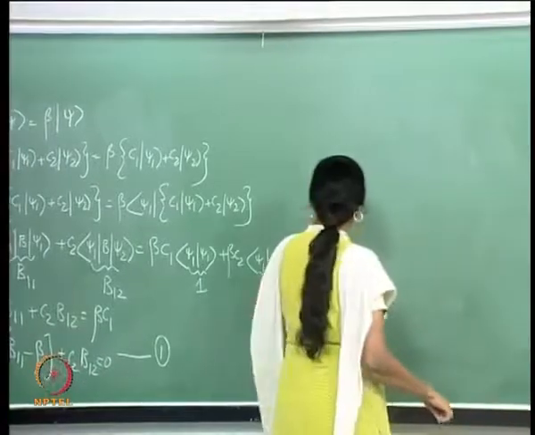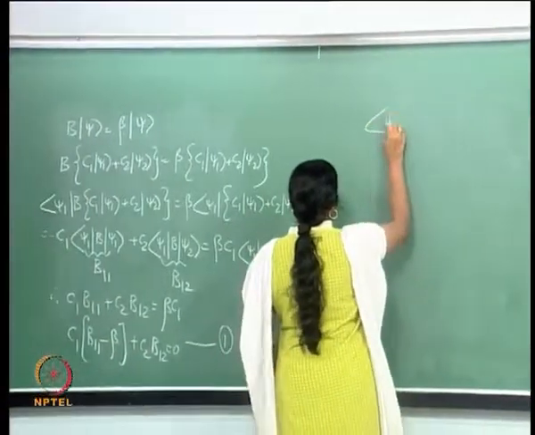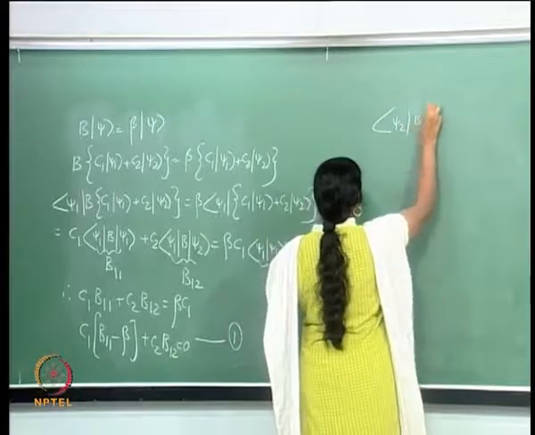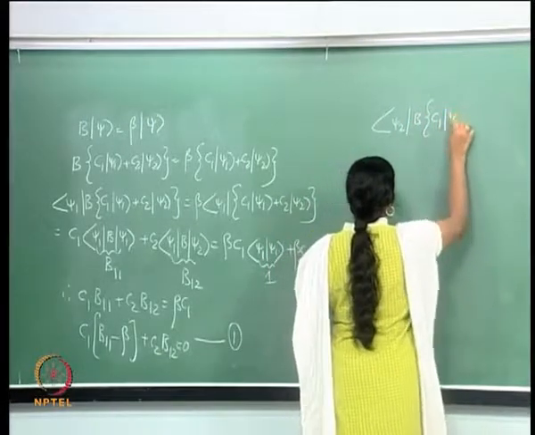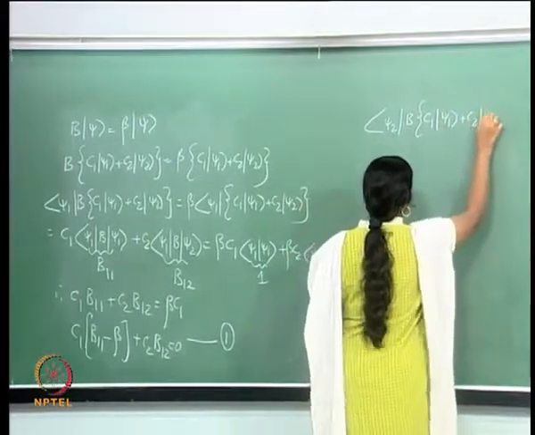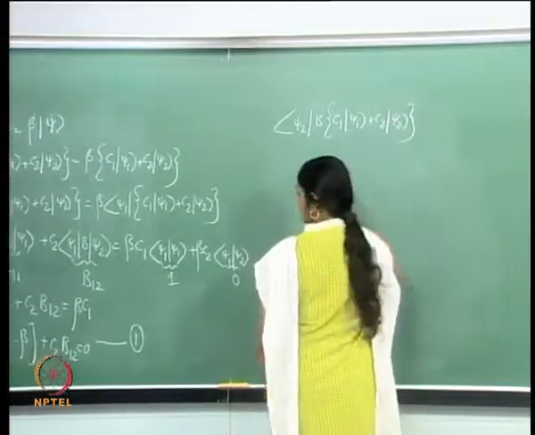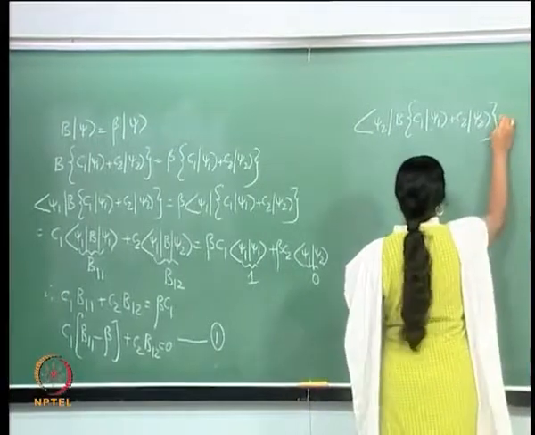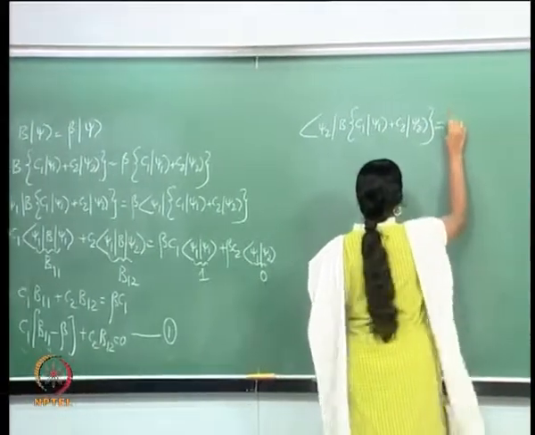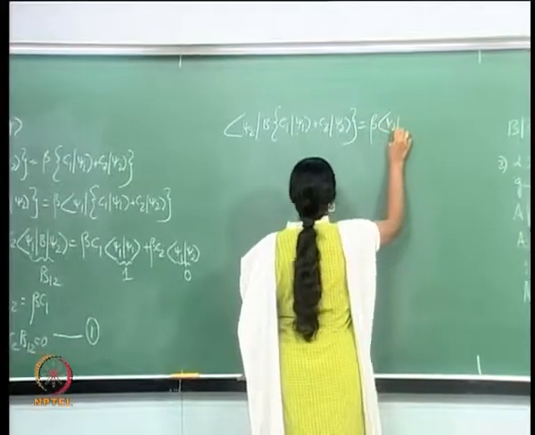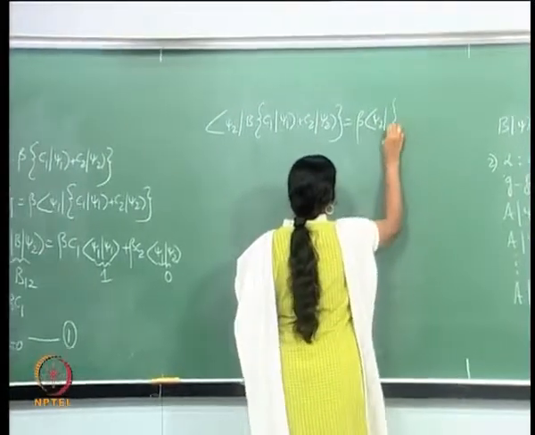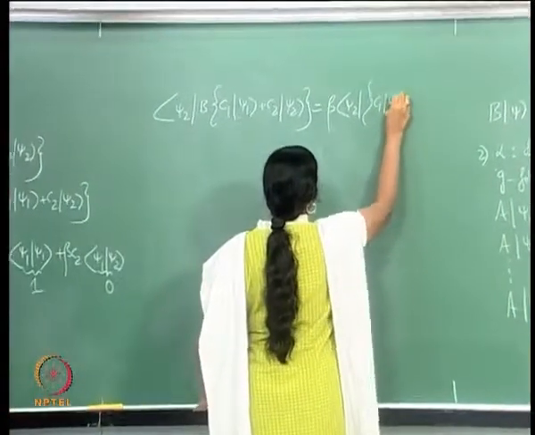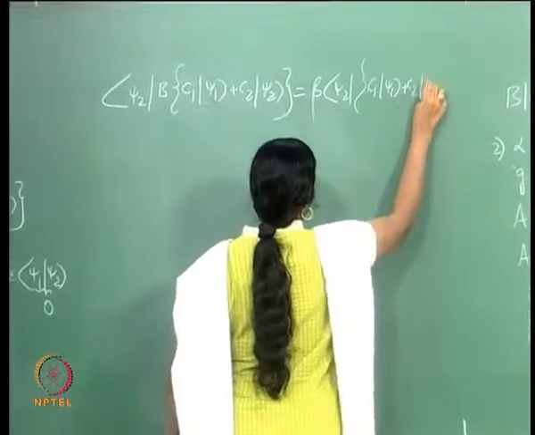And then what do I get? Psi 2 B applied to C1 psi 1 plus C2 psi 2. I am using psi 2, okay, is equal to beta psi 2 times C1 psi 1 plus C2 psi 2.